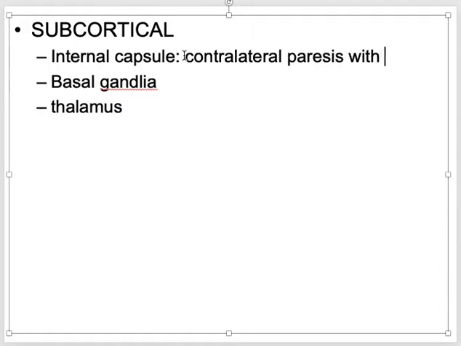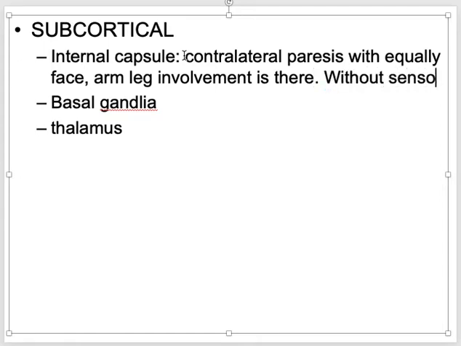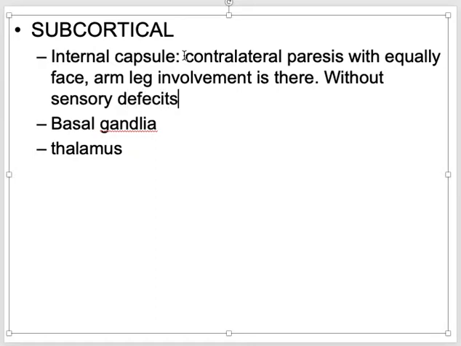paresis with equal involvement. In the previous case, the story was different, because I told you we see either the arm is more affected or the leg is more affected, depending on whether it's the anterior or middle artery syndrome, right? Here, equally, face, arm, and leg involvement is there, okay? And, very important, without sensory deficits, okay? This is very, very important.